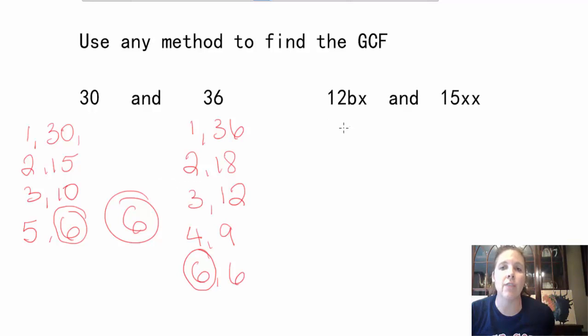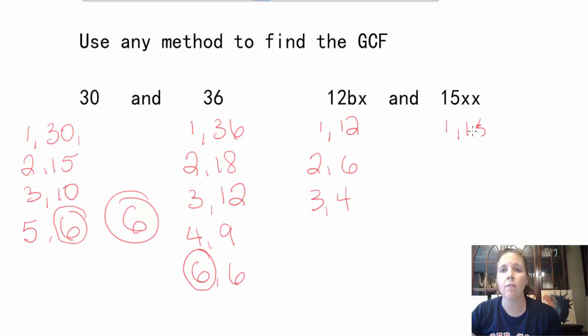Now if you're going to look at these, again, you could list the factors of 12: 1, 12, 2, 6, 3, and 4, and 15: 1, 15, 3, and 5. So you might be able just to look right at the 12 and 15 and know that the greatest common factor is 3. That is fine. But if you don't show your work, I can't give you credit.